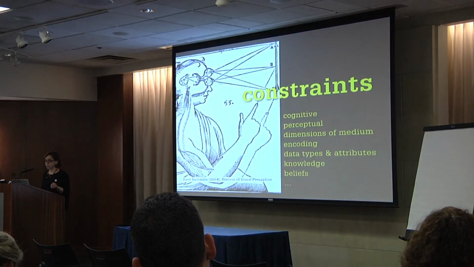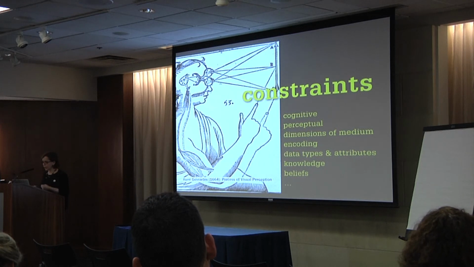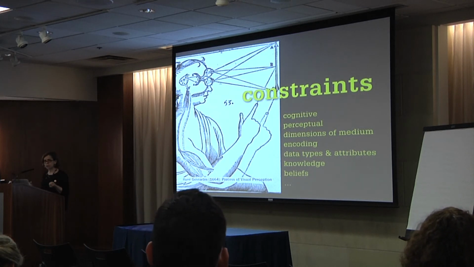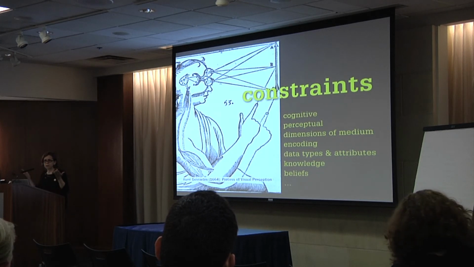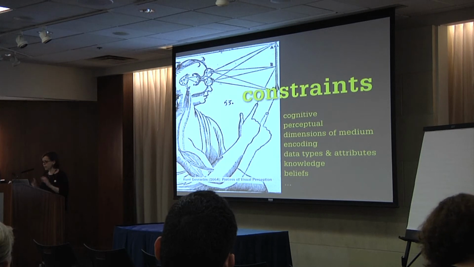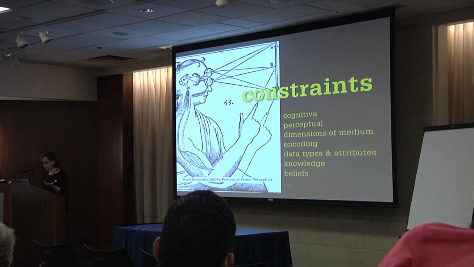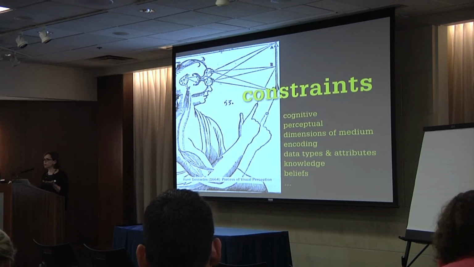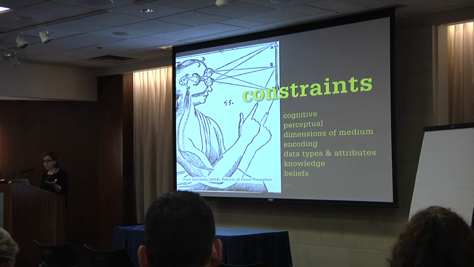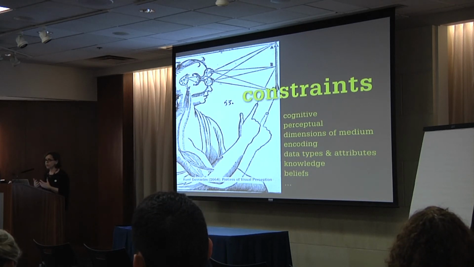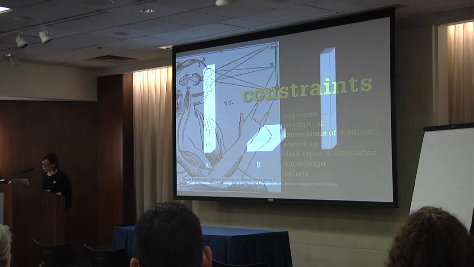And so, due to that, there are several constraints, right? And not only cognitive and perceptual, I'll be talking a little bit about those, but also the dimensions of the medium. So we looked at papers or computers, so how many dimensions we have, and also the encodings, the different types of data, the types of knowledge that we bring with us prior to making those artifacts or prior to reading those artifacts, and even beliefs, right? There are several areas that actually constrain the way we read and make those objects.